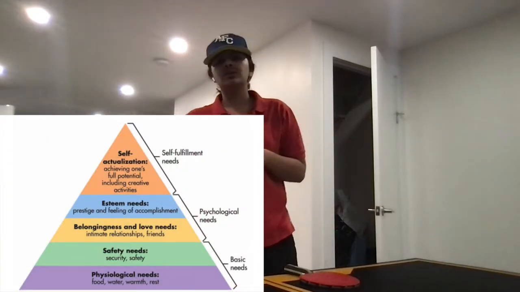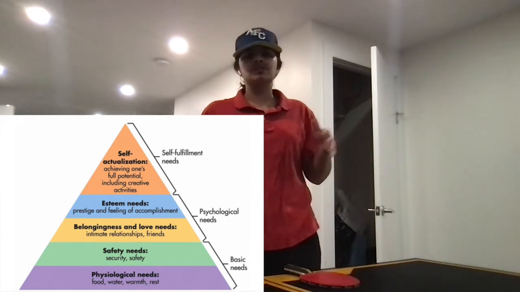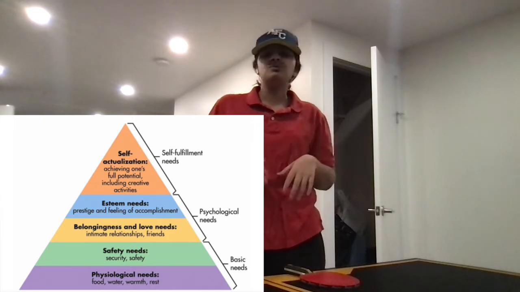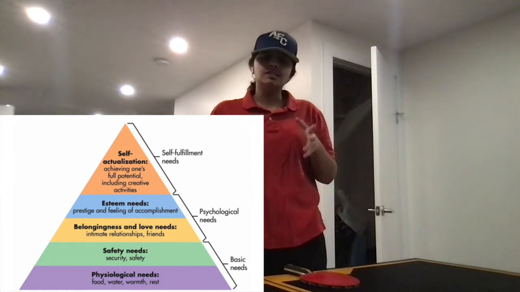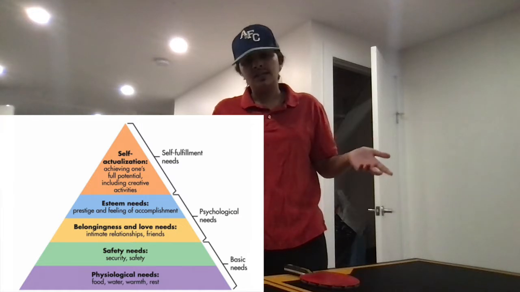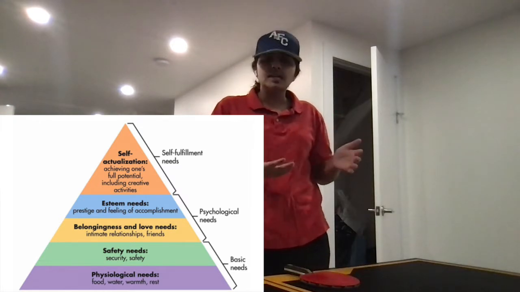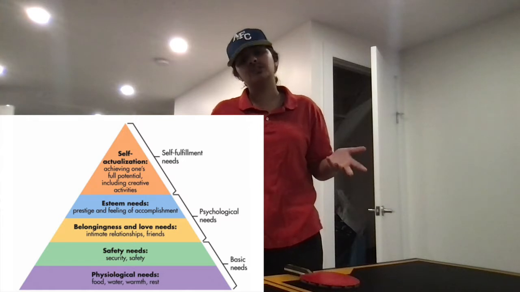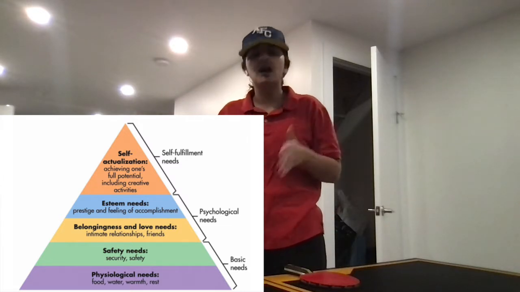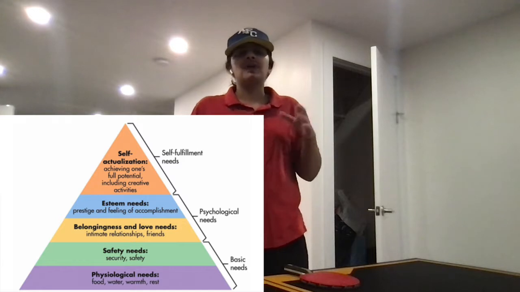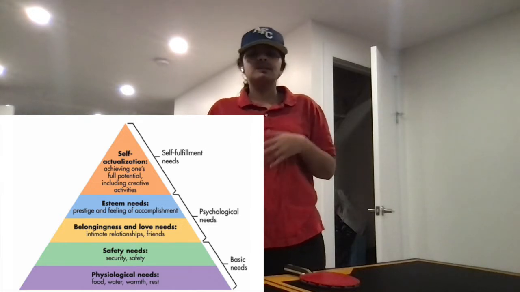So on the slide right here, you're gonna see the triangle that has the hierarchy of human needs. So first, it starts off with physiological needs, like I said, such as food, water, warmth, and rest. Pretty straightforward, if you may ask. And then we have safety needs, which are security and safety. I mean, who doesn't need these? And then we have belongingness and love needs, which are intimate relations and friends. Can we really survive without relations and friends? I believe not. And then we have esteem needs, which are prestige and feeling of accomplishment. And lastly, we have self-actualization, which is achieving one's full potential, including goals and creative activities.